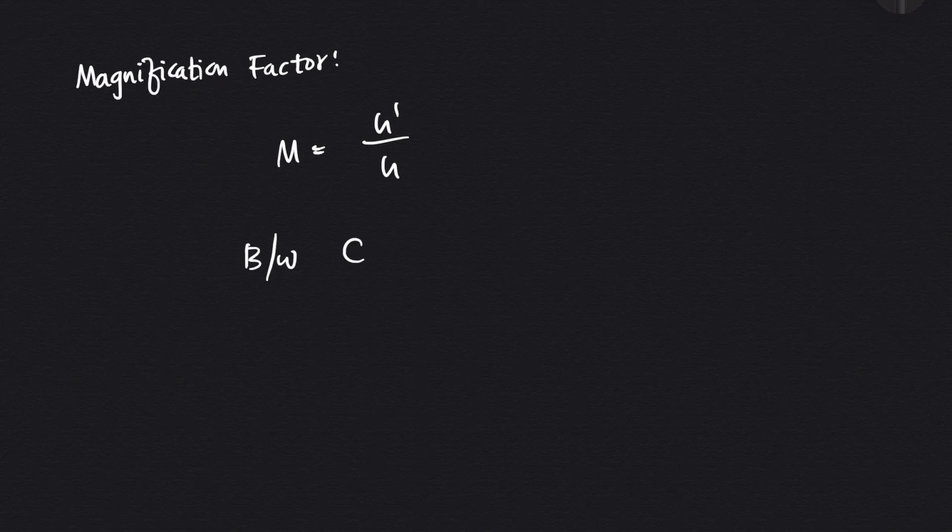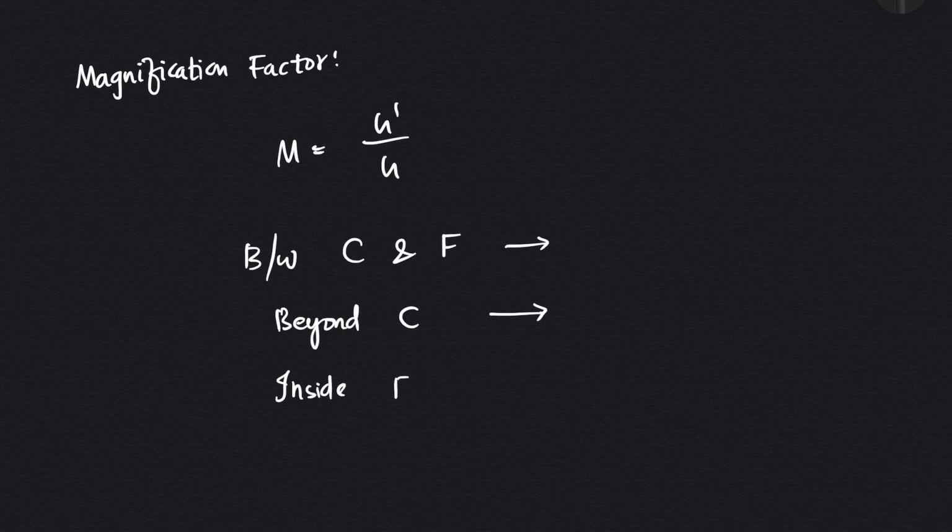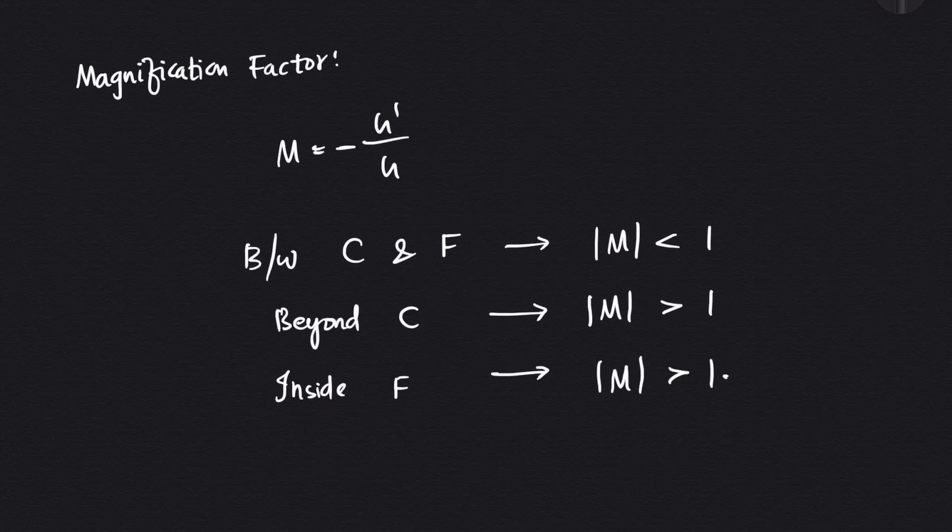Between the center of curvature and the focus, beyond the center of curvature, and inside the focal point. The value of magnification factor is generally negative h dash by h. When you take the object between the center of curvature and the focal point, the modulus of m is always less than 1. Beyond the center of curvature, modulus of m is greater than 1, and inside the focal point, modulus of m is greater than 1.